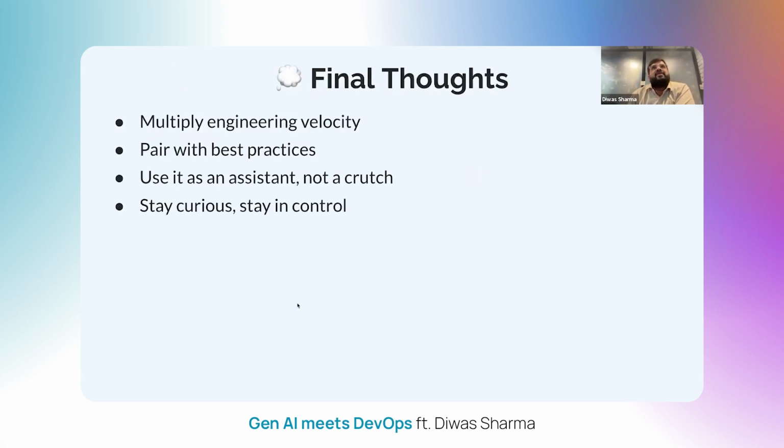Final thoughts, we'll share with best practices. Assistant, it's an assistant, not a crutch. You should be aware about those things. You should be very curious about why something is generated. If you are curious about that, it will grow your knowledge, and eventually it will help you to write the right prompts in order to get results in minimum iterations on GPT itself. That's it.